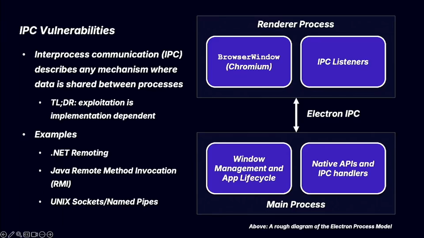Yeah, and then the next class of vulnerabilities we want to talk about is related to IPC. Now, IPC stands for Inter-Process Communication, which essentially describes any functionality where processes are exchanging data or sharing data with each other. Now, with how generic that definition is, of course, the actual exploitation details will depend on what IPC actually is for your application. Some examples include .NET remoting and Java remote method invocation.